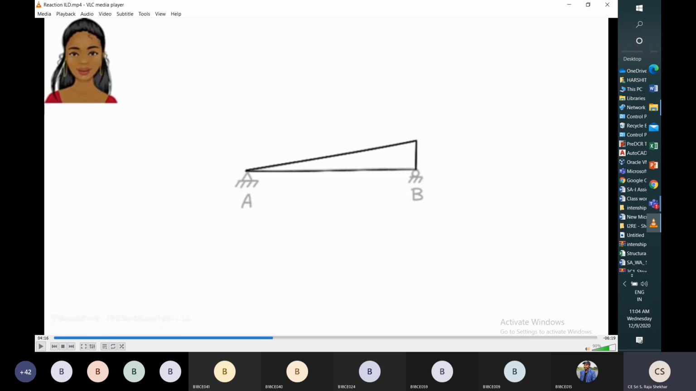So we are drawing the reaction influence line for support B. When the unit point load moves from A to B, this is the variation. When the unit point load is at A, the reaction at B is 0. When the unit point load moves from A to B, the reaction at B is maximum when the load reaches B. So this is the variation of reaction at B when the unit point load is moving from A to B. This is the reaction influence line for support B.